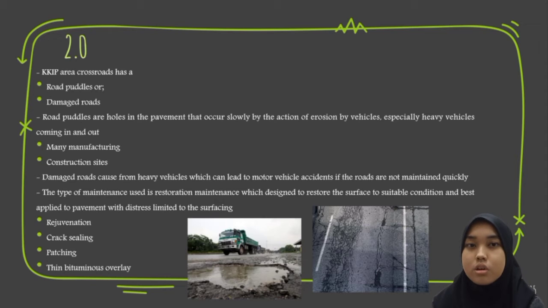Such types of vehicles will cause damaged roads and potholes, which can lead to motor vehicle accidents if the roads are not maintained quickly. The type of maintenance used is restoration maintenance, which is designed to restore the surface to suitable condition and best applied to pavement with distress limited to the surfacing. These techniques include rejuvenation, crack sealing, patching, and thin bituminous overlay.